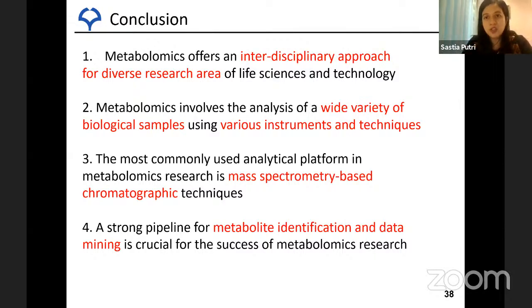So until here, this is just some of the theoretical explanation on how metabolomics can be done and what the important steps are to consider when doing metabolomics research. This is the first part of my talk, where the conclusion is that metabolomics offers an interdisciplinary approach for diverse research areas. We have a choice of a wide variety of biological samples, and we can use many different kinds of instruments and techniques, the most common being mass spectrometry-based chromatographic techniques. It could give a strong pipeline for metabolite identification and data mining. Metabolite identification and data mining are both crucial for the success of metabolomics research.